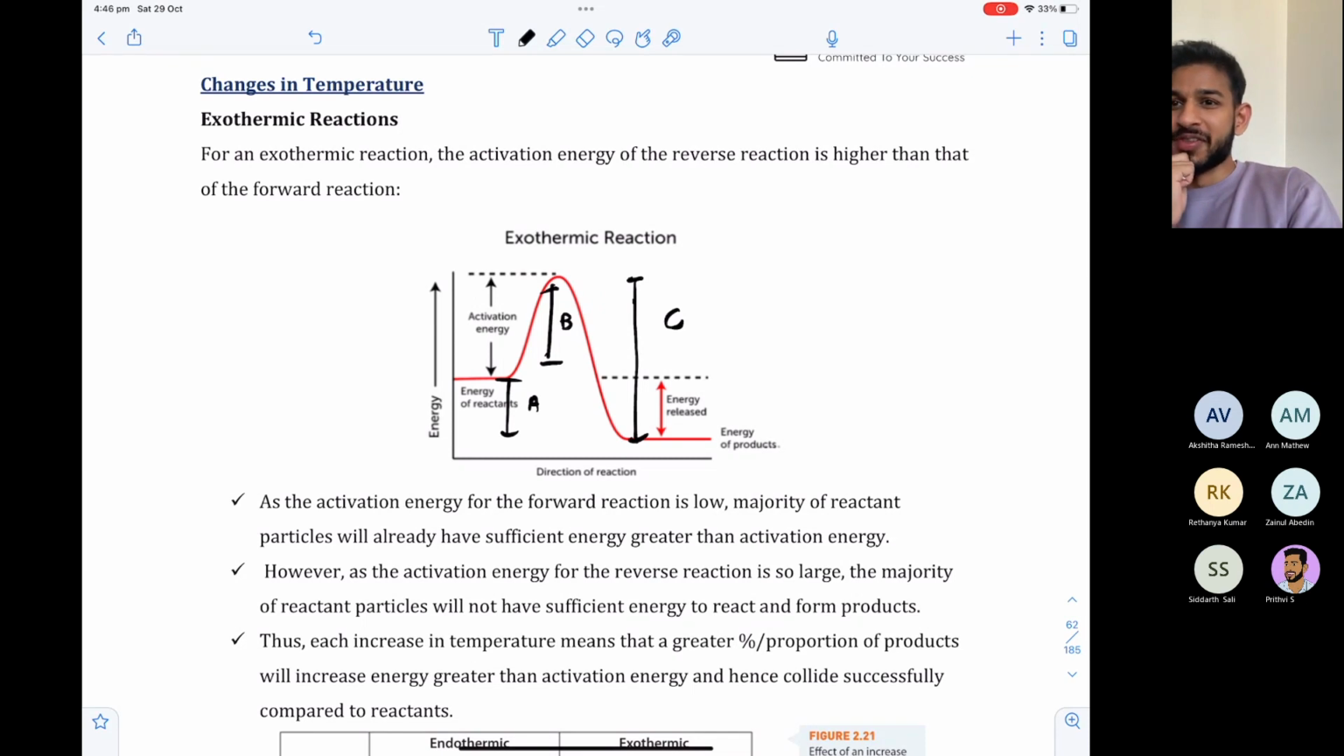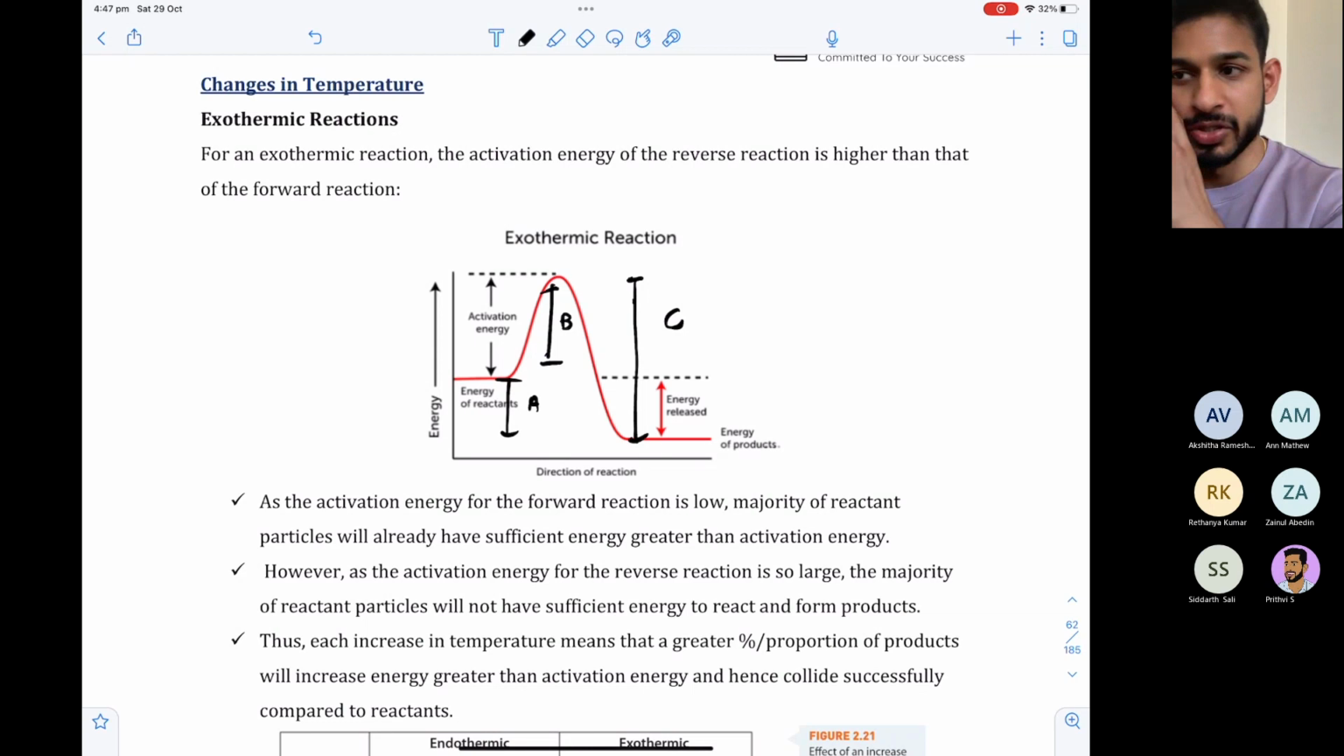What's the enthalpy change for the reaction? Is it A, B, or C? Isn't it B? Actually, what's the enthalpy change for this reaction? A, B, or C? A? Good. It is A, right?